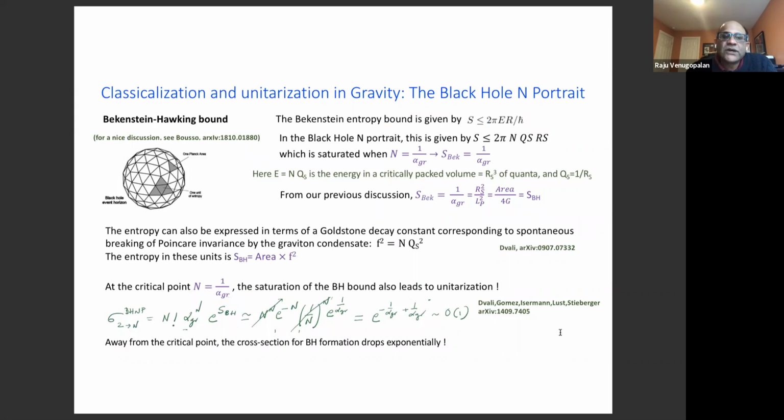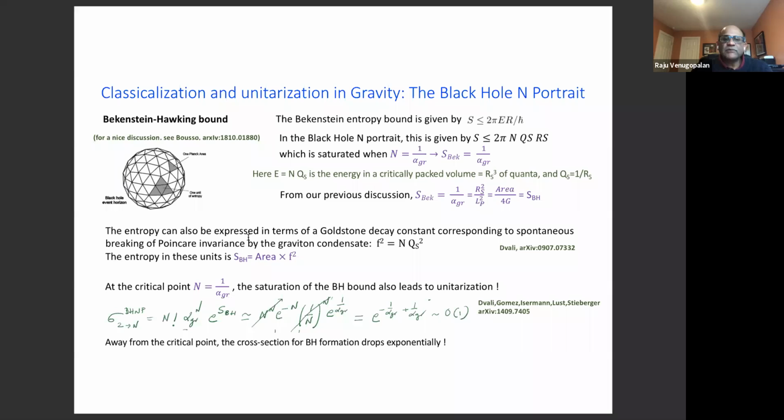So in this picture, you can also ask, what is the entropy bound? In this context, the entropy bound is given by Bekenstein and proven by Casini as having a maximum, which is 2π times the energy times the radius divided by ħ, where this energy is the energy in some critically packed volume of the Schwarzschild radius of quanta. And you can show that the energy is then, in this case, just n times Q_s. And the radius at maximal occupancy is r_s. If you plug in these numbers, then you find that the Bekenstein entropy is 1 over alpha gravity. And from a previous discussion, 1 over alpha gravity is just r_s squared over the Planck length squared, and then you recover this familiar expression for the Hawking-Bekenstein bound.